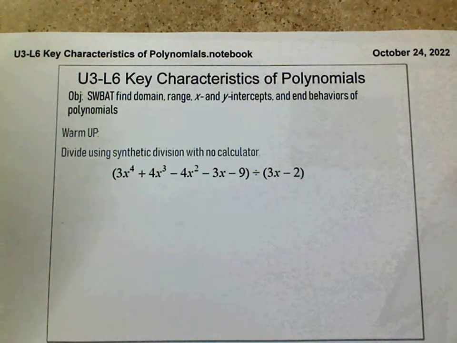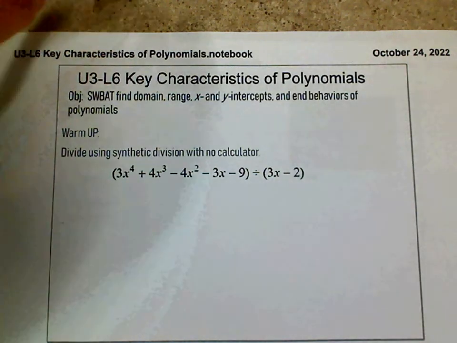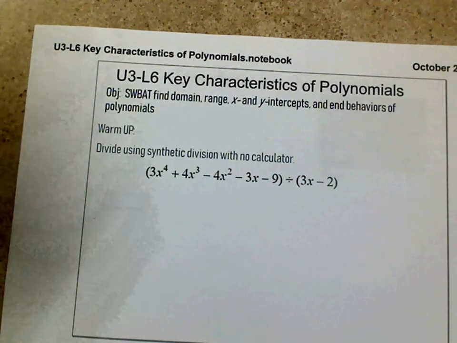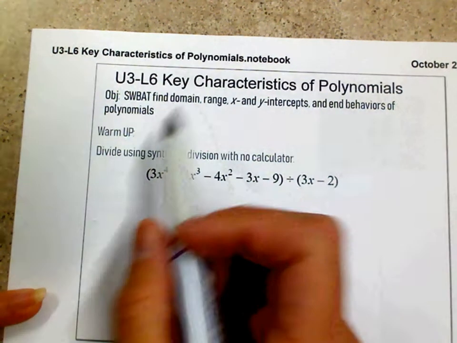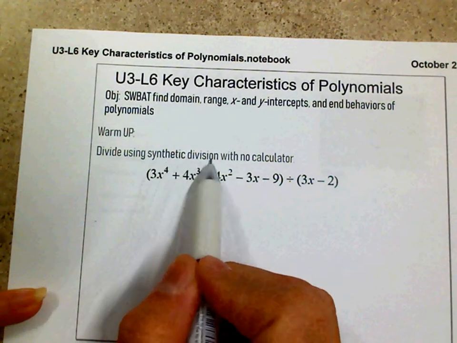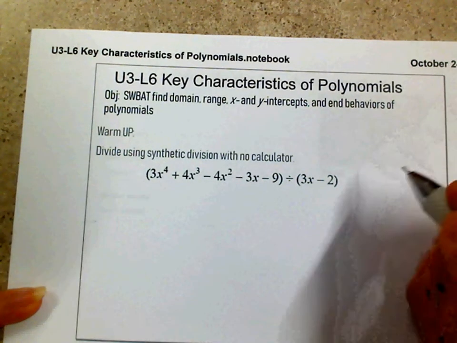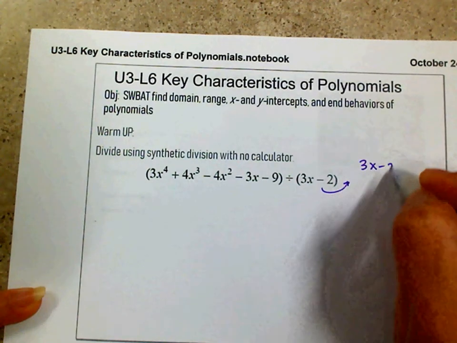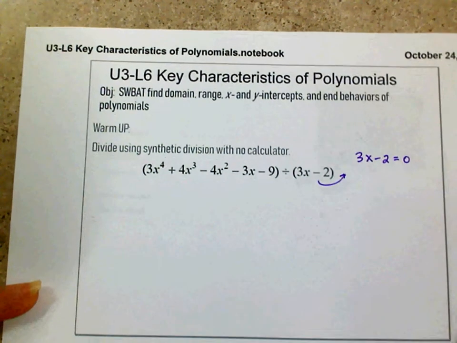All right. Okay, guys. Everybody good? All right. Here's your warm-up. This will be posted online. Okay. So for your warm-up, it says, my turn. Divide using synthetic division with no calculator. So how do you do synthetic division? You set this one, 3x minus 2, set it equal to 0.